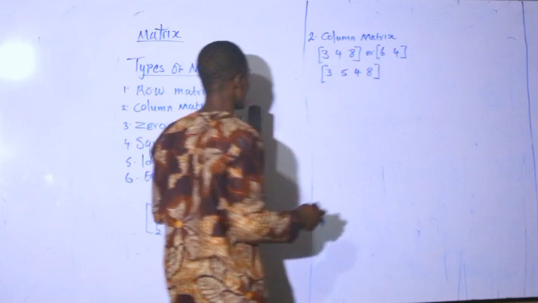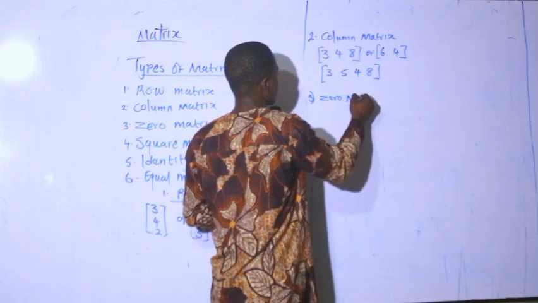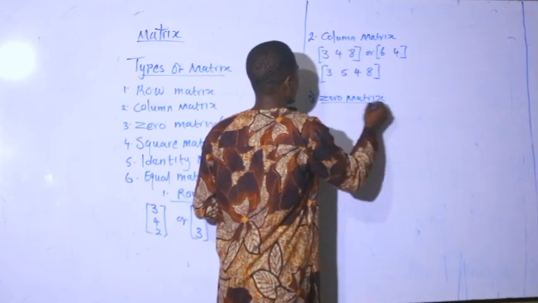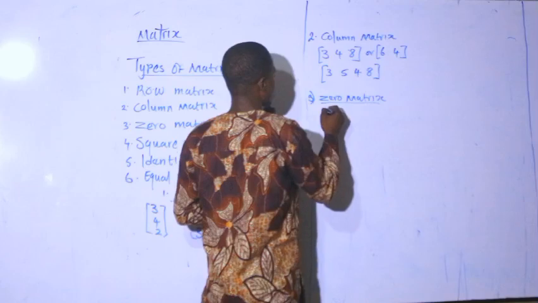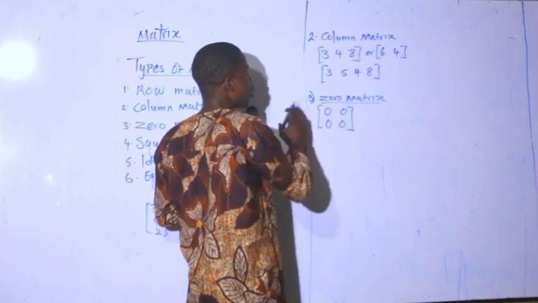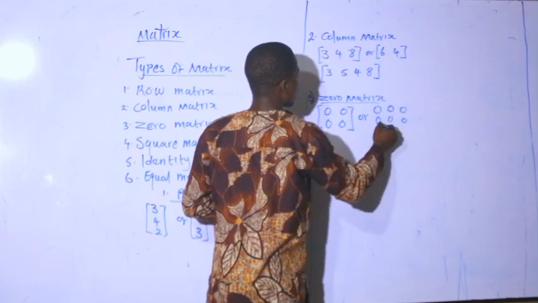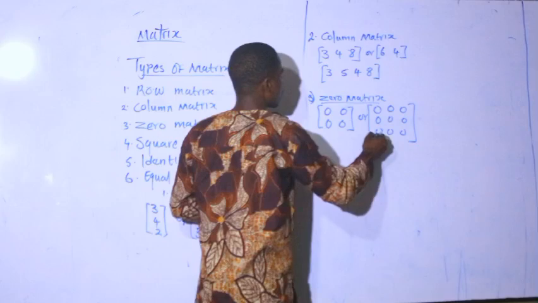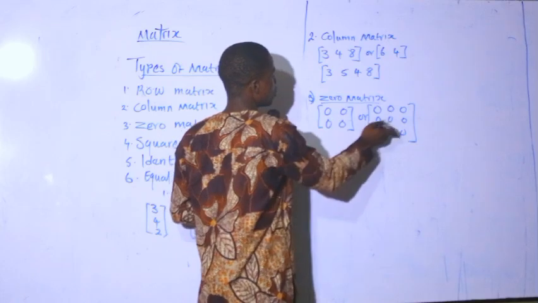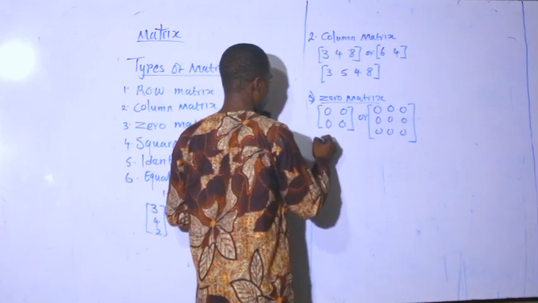Another one, which is what we call zero matrix. Number 3, zero matrix. A zero matrix can be one where inside, all of them is 0. Now this is a 0 matrix. Anything that you see, this is 2 by 2, all of them is 0. This, 3 by 3, all of them is 0. That's a 0 matrix.